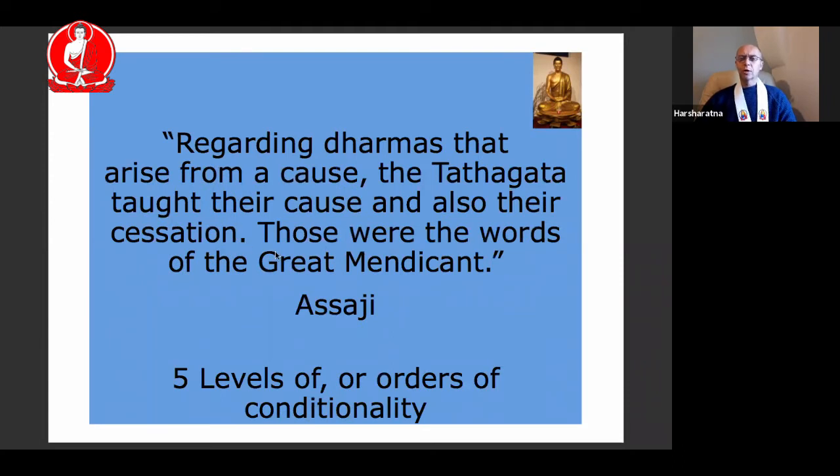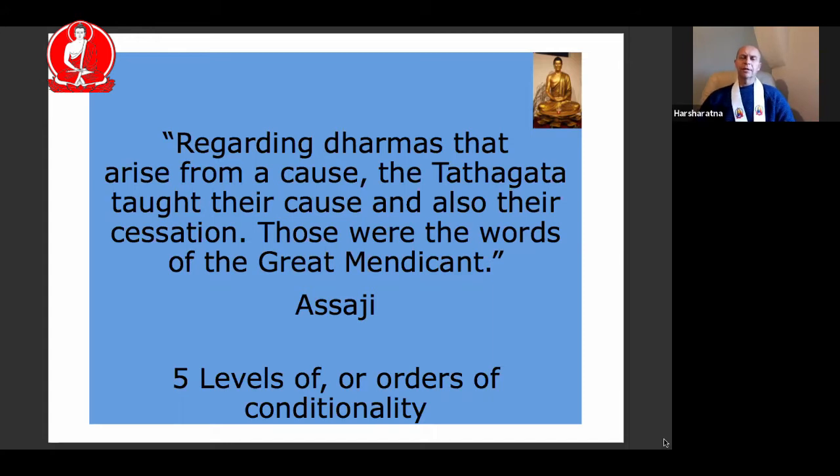So we saw in the first week that Assaji, one of the Buddha's original disciples, gave the teaching regarding dharmas or things that arise from a cause. The Tathagata has taught their cause and also their cessation. So this is the law of conditionality, or pratityasamutpada, dependent origination. And some of you will be familiar that there are five levels, or orders, of conditionality.